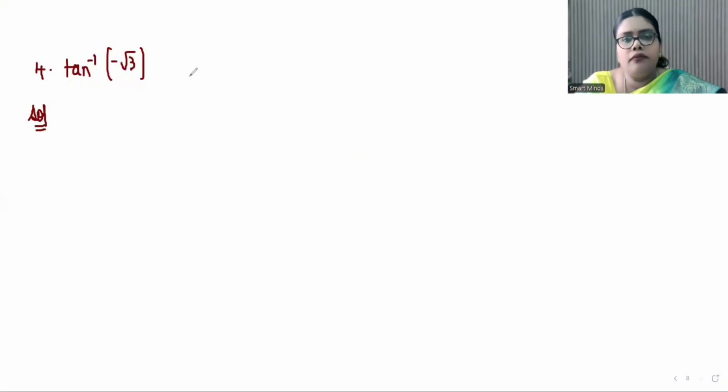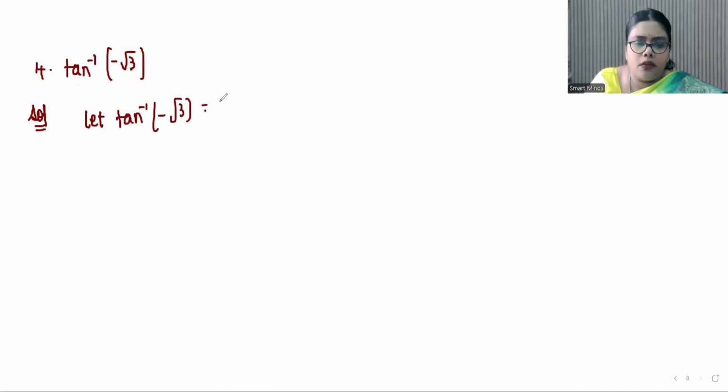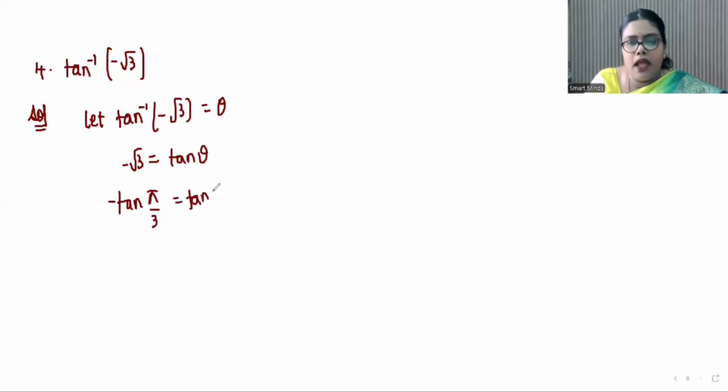Take the next one, tan inverse of minus root 3. So let's say tan inverse of minus root 3 equals theta. So minus root 3 can be written as tan theta. Now root 3, how can we write in terms of tan? We can write it as tan 60. So 60 can be written as tan pi by 3. That equals to tan theta.